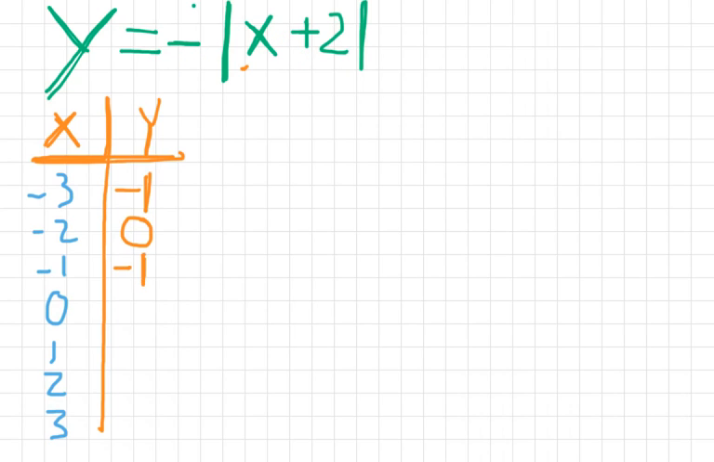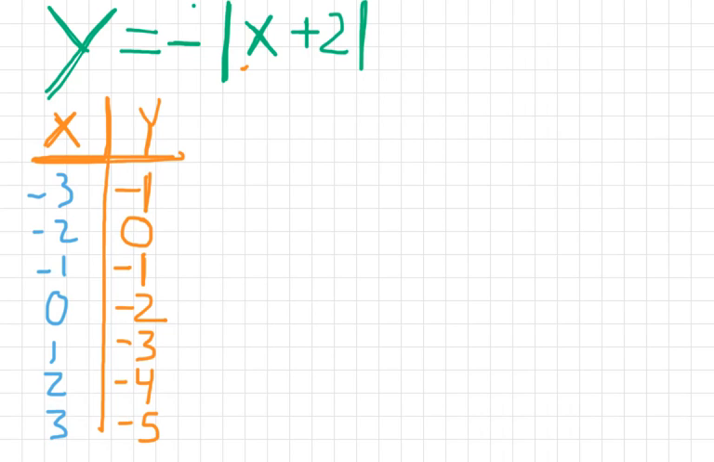I plug in 0 for x. 0 plus 2 is 2. The negative of that would be negative 2. If I plug in 1, it's negative 3. And hopefully now you see a pattern from here, down by 1. So then I plug in 2, it's 4. The absolute value of that's 4. Negative makes it negative 4, and this becomes negative 5 when you plug it in.